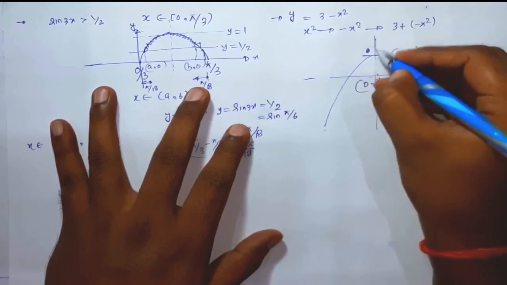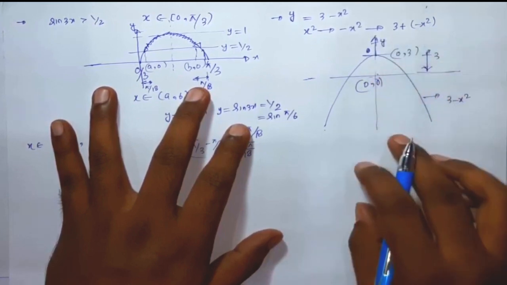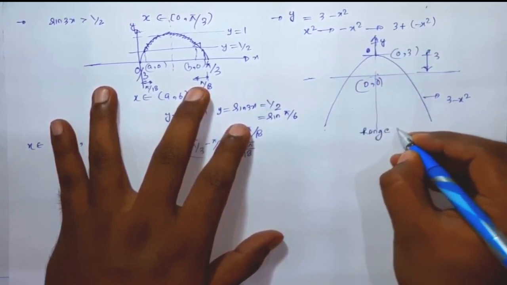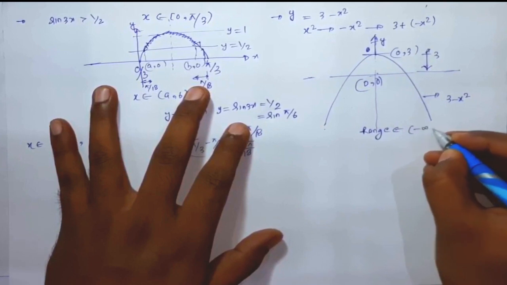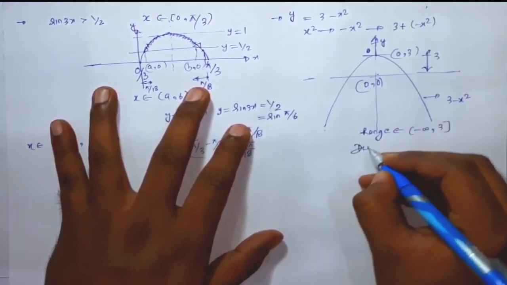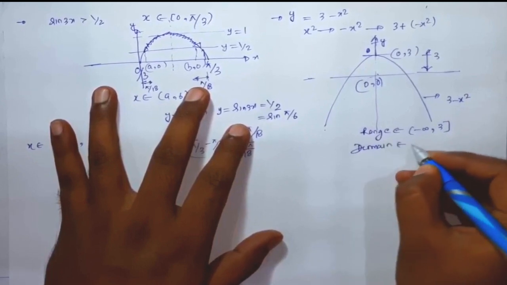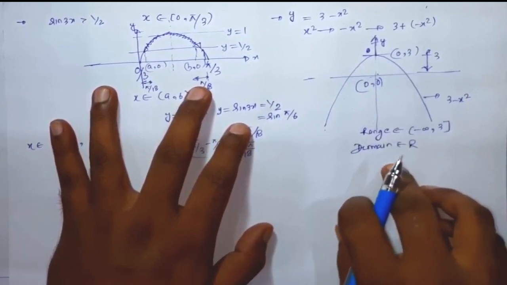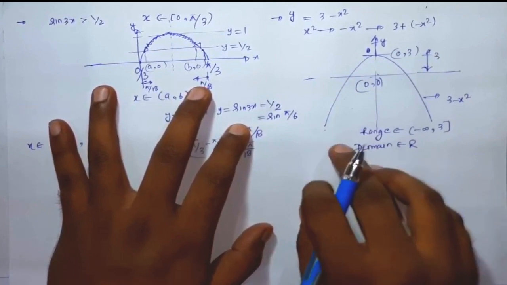So this is the y-axis, and as far as range is concerned, range will be minus infinity to 3, closed. Domain will be real. I hope it is clear. So we will see one more example.